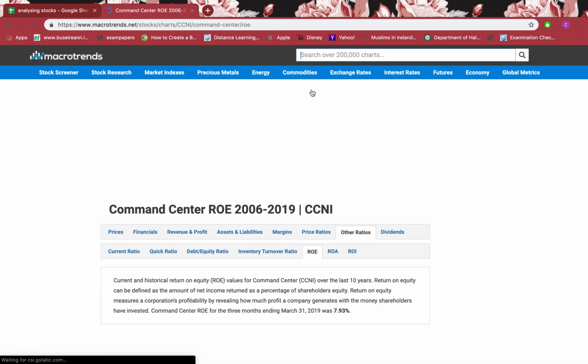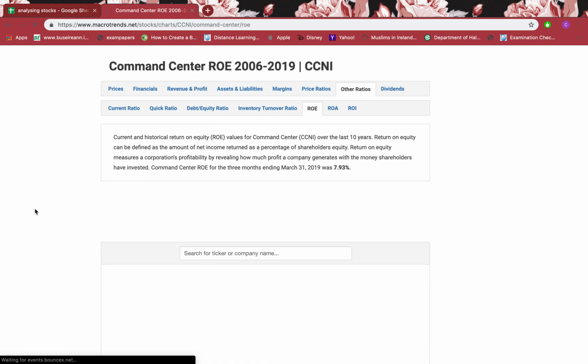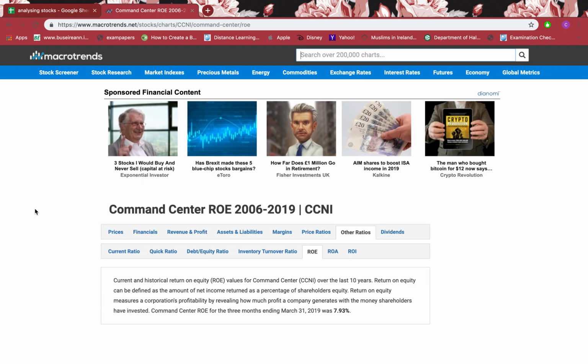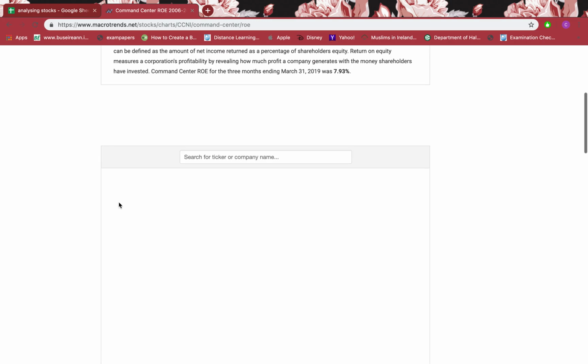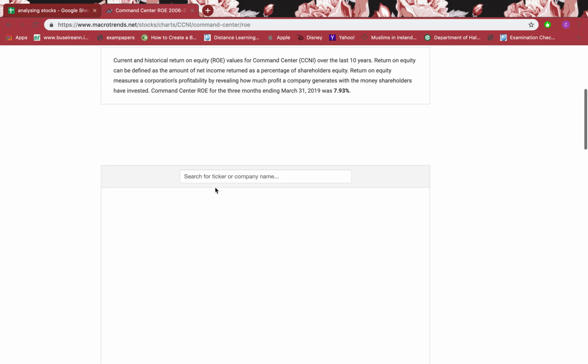I'll go to return on equity. If it's 8% or more than that, then it's in a very safe zone. Even if it's 1% return on equity, which is good because we're getting a return, but the return is very small. I'm looking for ideally 8% or more than that. But I guess I don't have information for this one.